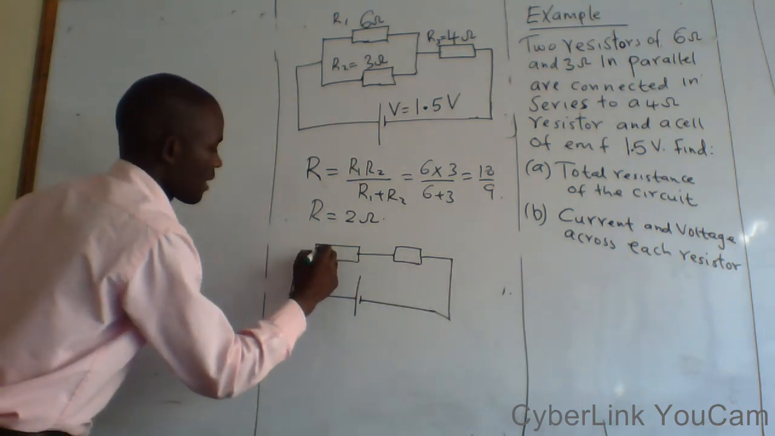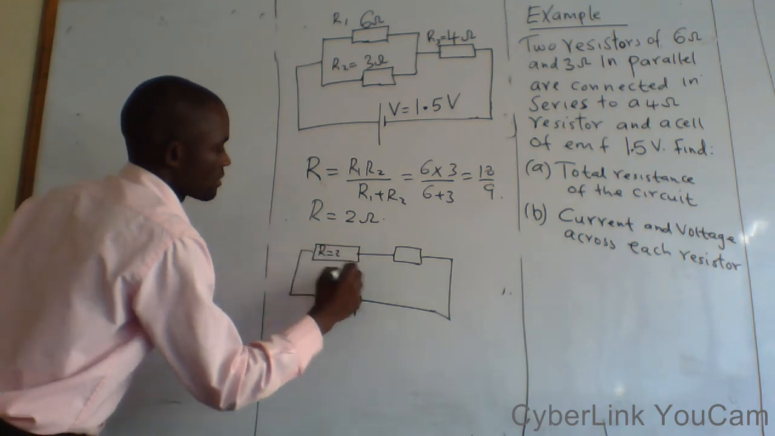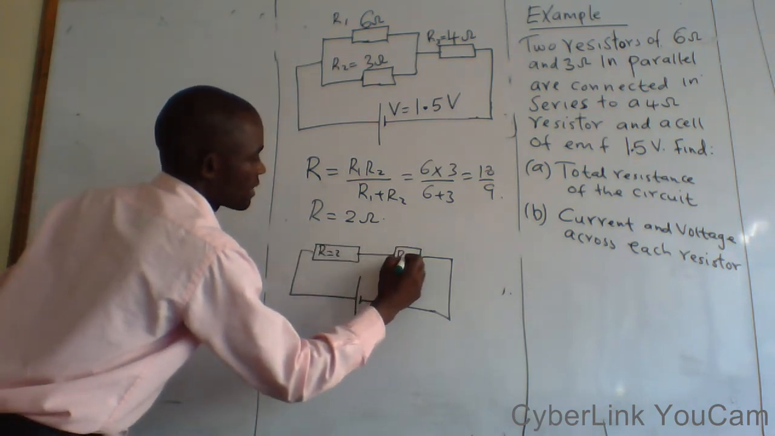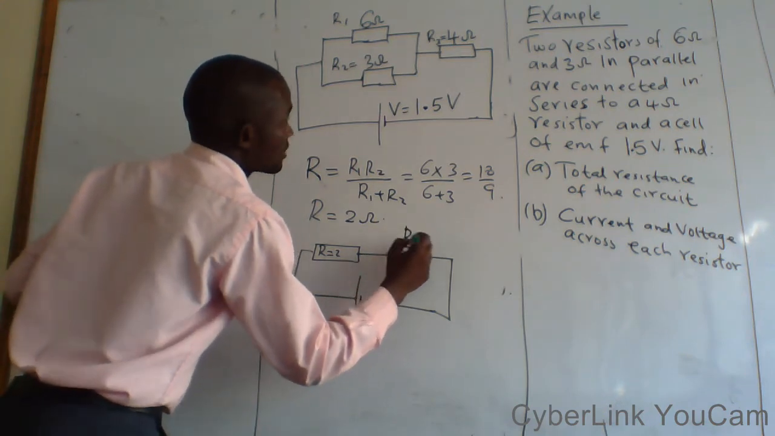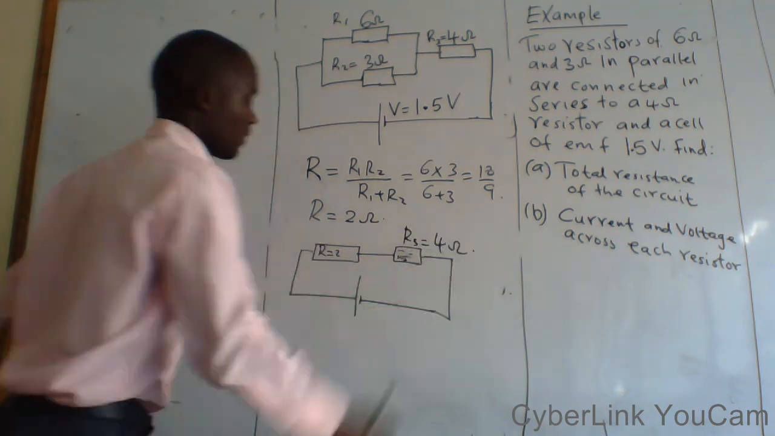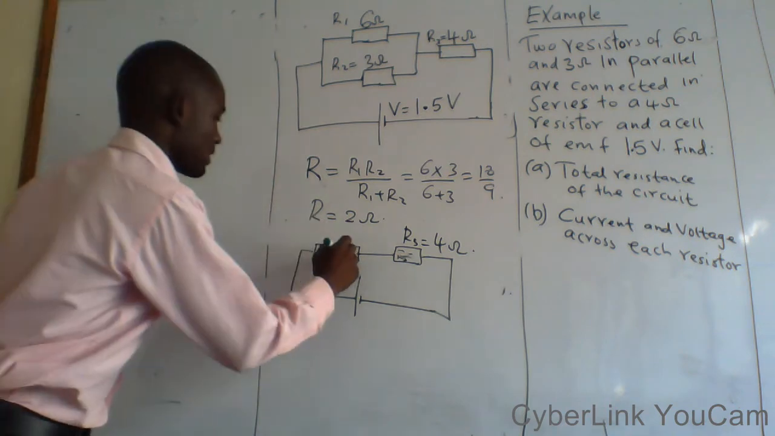Remember, this is our R, which is 2 ohms, and this is our R3, which is equal to 4 ohms. We have only simplified this part. This is 2 ohms.